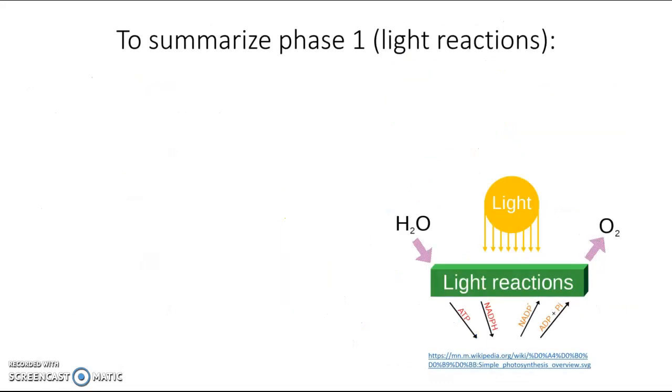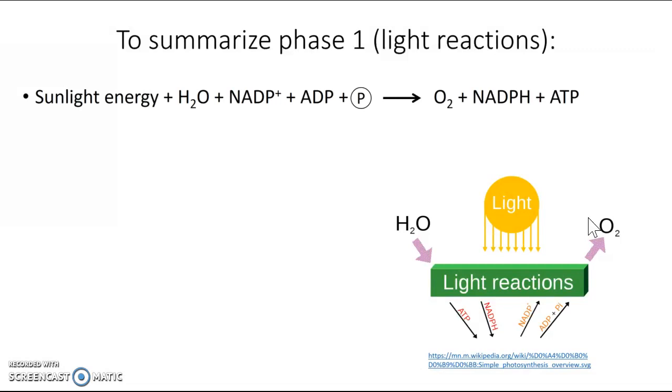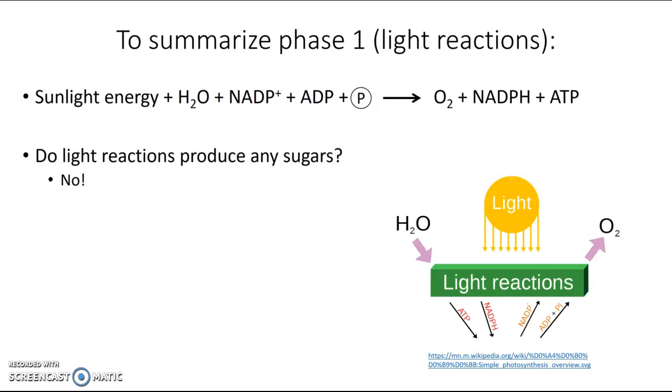So to summarize everything that happened in phase 1, in the light reactions, sunlight energy, water, NADP, and ADP plus phosphate go in, and then oxygen, NADPH, and ATP come out. But if you compare this to the original equation for photosynthesis, you might notice some things are missing. Did the light reactions produce any sugars? Nope. And did the light reactions use any carbon dioxide?